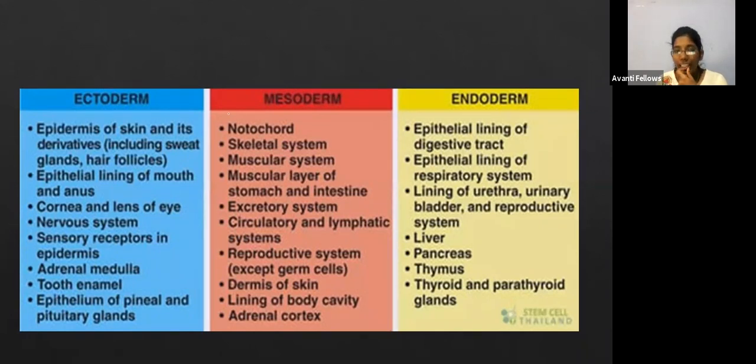And the mouth and the anus lining is made up of epithelial cells, right? Those epithelial cells are also formed by the ectoderm. And the cornea and lens of the eye, nervous system, sensory receptors in epidermis, and the adrenal gland, which has two parts, medulla and cortex. The medulla of the adrenal gland is also formed by the ectoderm, and the tooth enamel is also formed by it. And yes, the epithelium of the pineal gland and pituitary gland is also formed by the ectoderm.